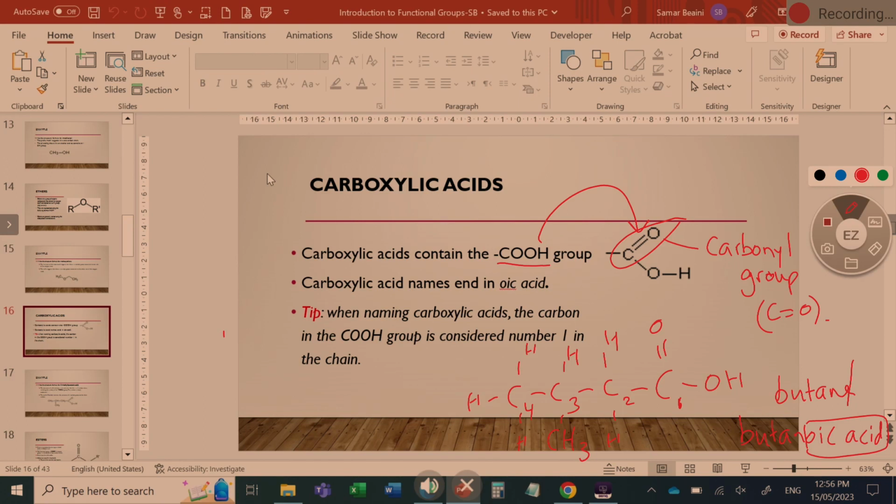Okay, so where's my longest chain? It's this one here. Okay? Do I have a branch? Yes. Remember that this is part of the carboxylic acid, so I'm not looking at this side. I do have a branch. At what position is this branch? 3, because I started counting from this side. Okay? So how do I name this?